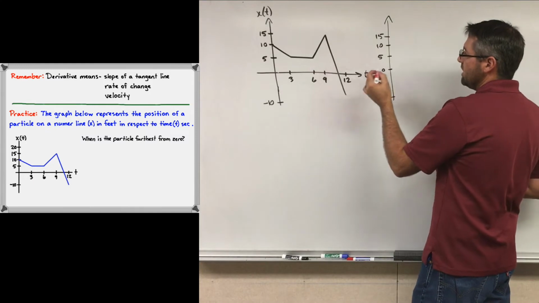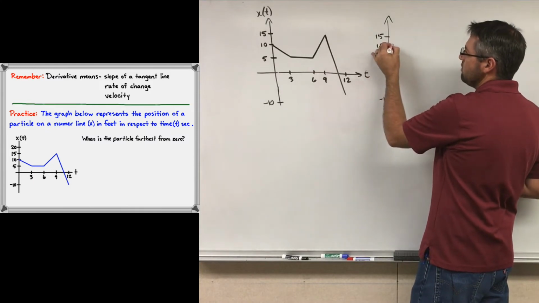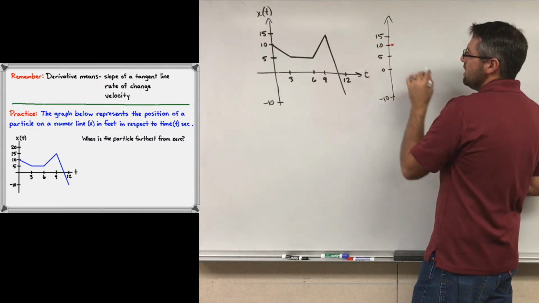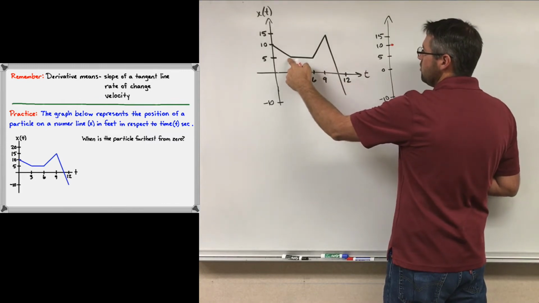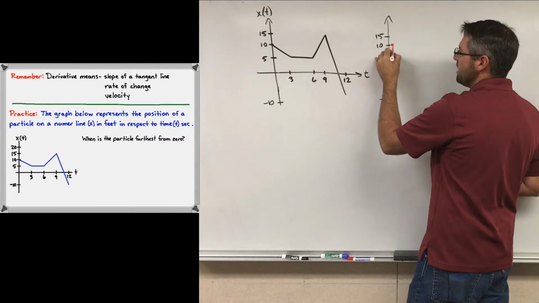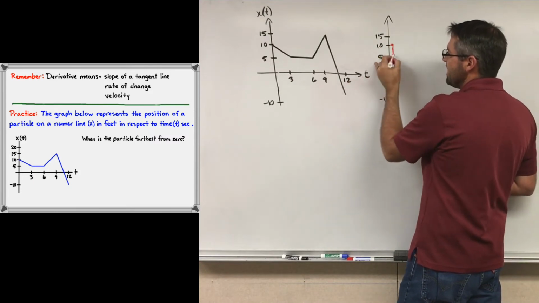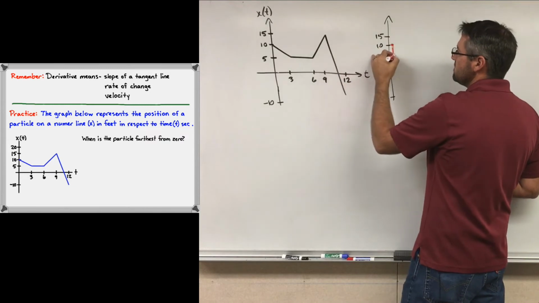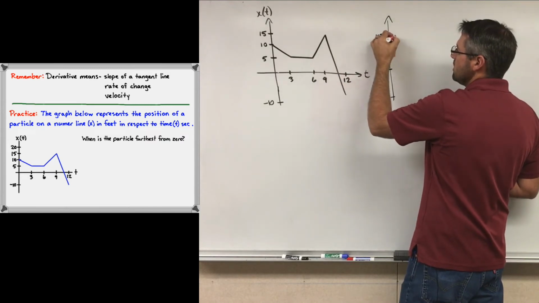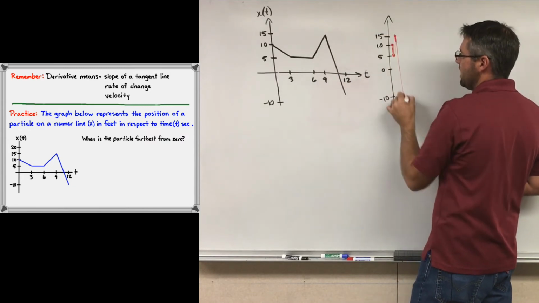Basically what we're saying is the position of the particle at t equals 0 is 10. Then at time 3, the particle moves to position 5. So it moves here, and then it stays there for a long time. It stays there for 3 seconds, and then it moves to 15, and then it moves to negative 10.